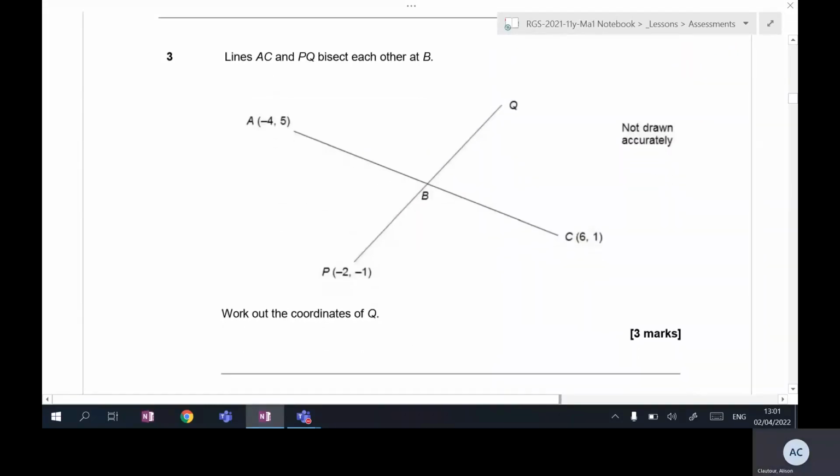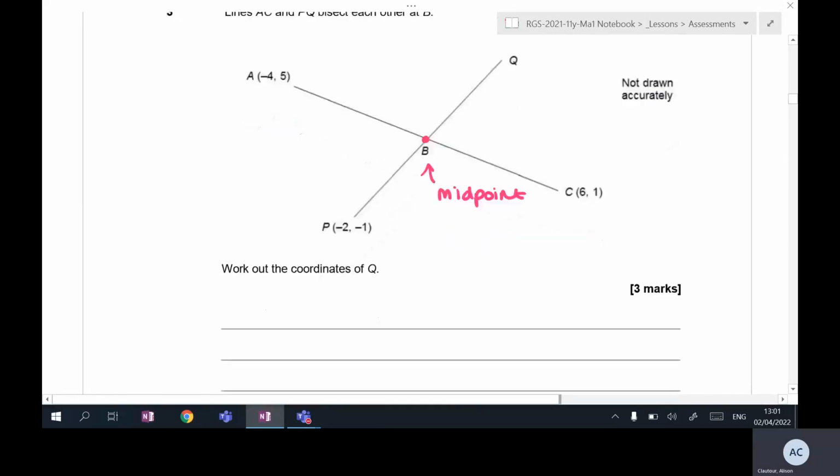So for the next question, we have got AC and PQ bisect each other. So remember, bisect means it cuts it in half exactly. So this means that B is the midpoint of AC and it's also the midpoint of PQ. So I've got my coordinates of A and C. So I want to start off by finding the midpoint of AC.